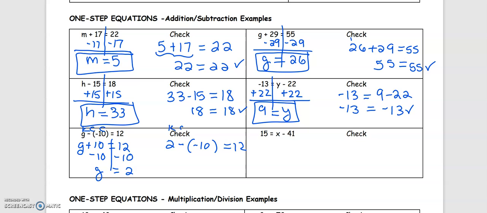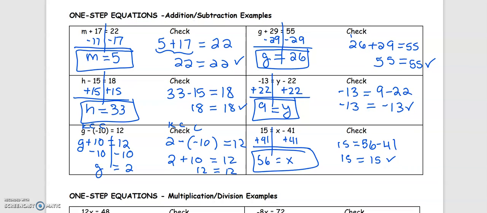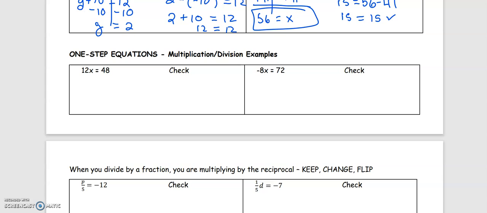Again, we'll do some keep, change, change here. So we'll have 2 plus 10 should equal 12, and it does. Go ahead and try that last one. Pause the video and try it yourself. All right. We'll look at some multiplication and division problems as well. If there's multiplication in my problem, I want to undo it by doing division. So here I have 12 times x. I'm going to go ahead and divide by 12 on both sides. And I'll get my x equal to 4. And I double check.